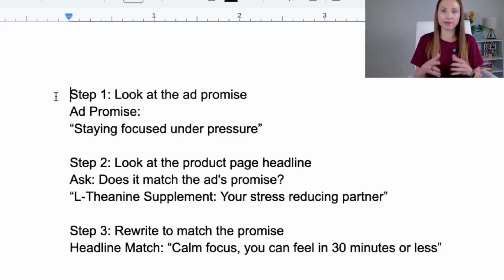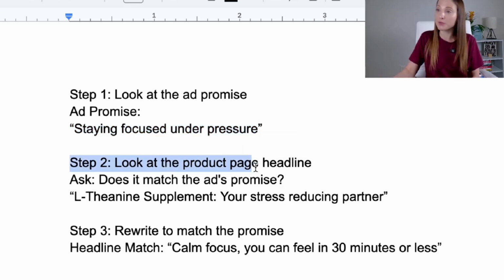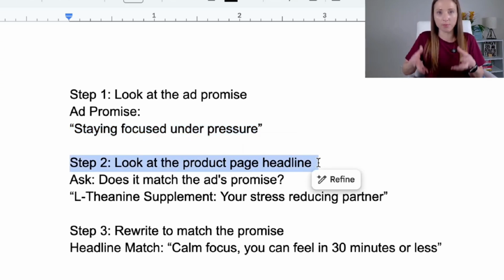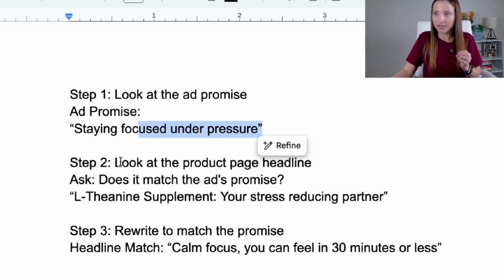Okay, now that you've identified your top performing ad, now we can look at the promise that the ad is making, right? So let's just hypothetically say that your highest performing ad, the promise that it makes is staying focused under pressure, right? Now, step 2 is that you need to go look at your product page headline and ask, does it match the ad's promise?